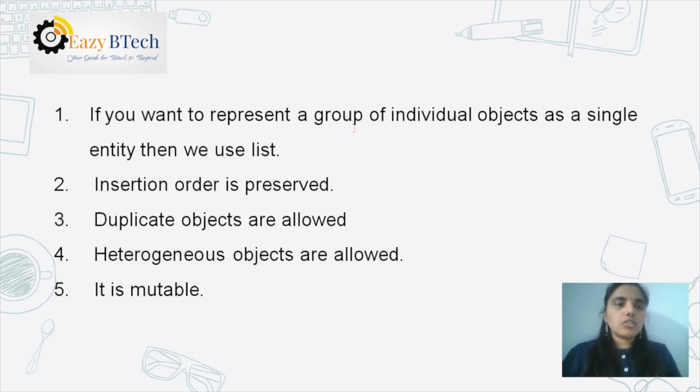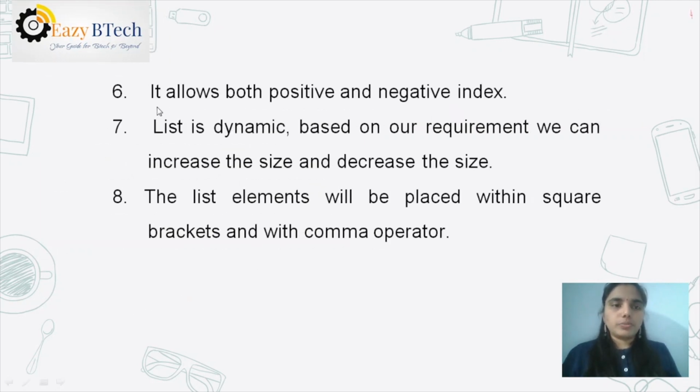This is about the list concept. If you want to represent a group of individual objects as a single entity, then we use list. Insertion order is preserved, so whatever order we enter is printed. Duplicate objects are allowed. Heterogeneous means different data types; heterogeneous objects are allowed. It is mutable. Mutable means changeable, immutable means non-changeable. It allows both positive and negative index. List is dynamic. The list elements are placed within square brackets with a comma separator.